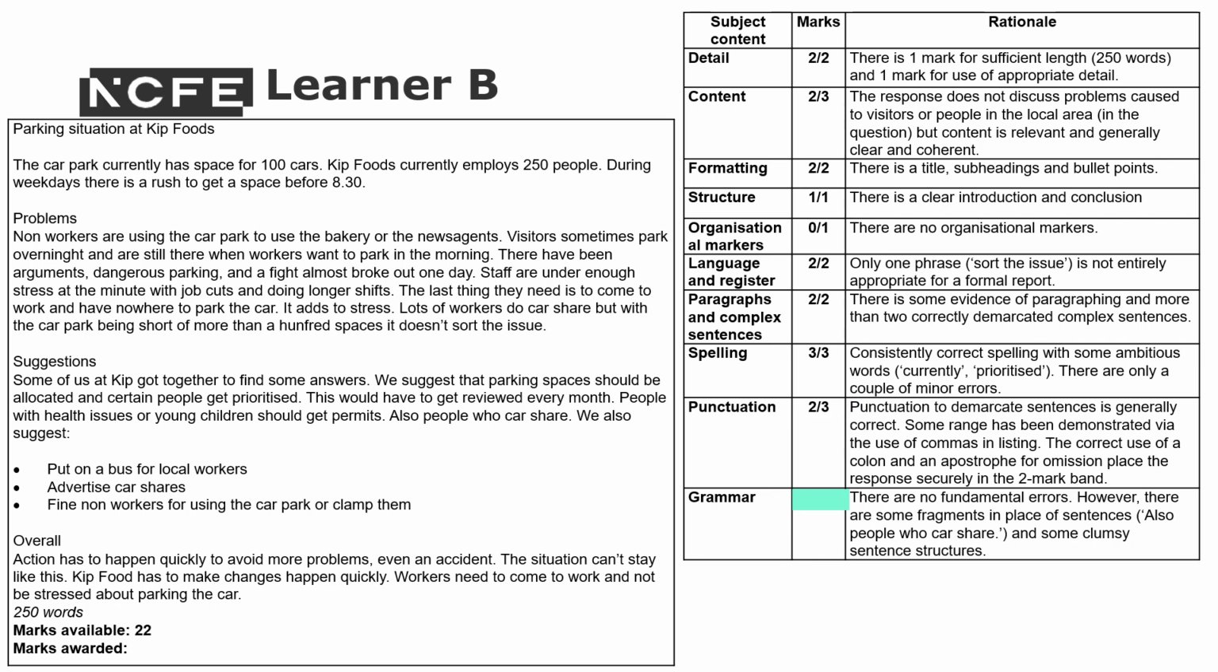For punctuation, 2 out of 3. It's generally correct. Some range has been demonstrated by the use of commas in the listing, and the correct use of a colon and an apostrophe for omission places the response securely in the 2 mark band. And for grammar, 2 out of 3, there are no fundamental errors. However, there are some fragments in place of sentences, also "people who car share", and clumsy sentence structure, but overall 2 out of 3 for that. So in total, that learner was awarded 18 out of the 22 marks.